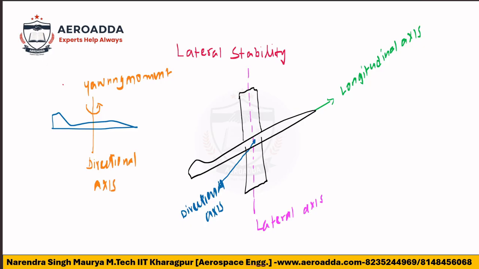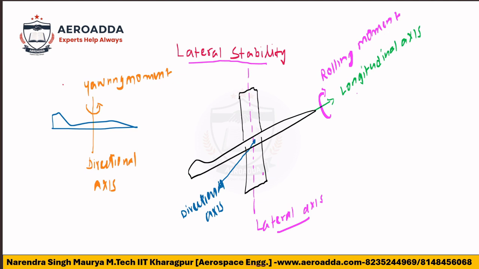Now if you talk about lateral stability, lateral stability always relates to the rolling moment. And for that rolling moment, this is the lateral axis, this is the longitudinal axis. So the rolling moment is always about the longitudinal axis. So rolling is about the longitudinal axis.